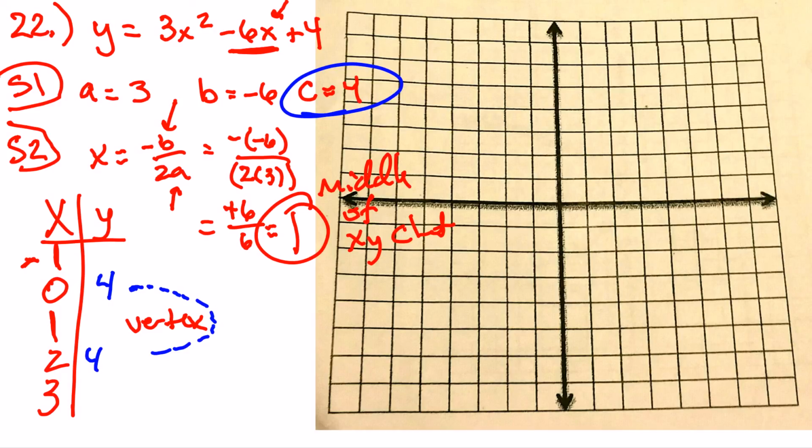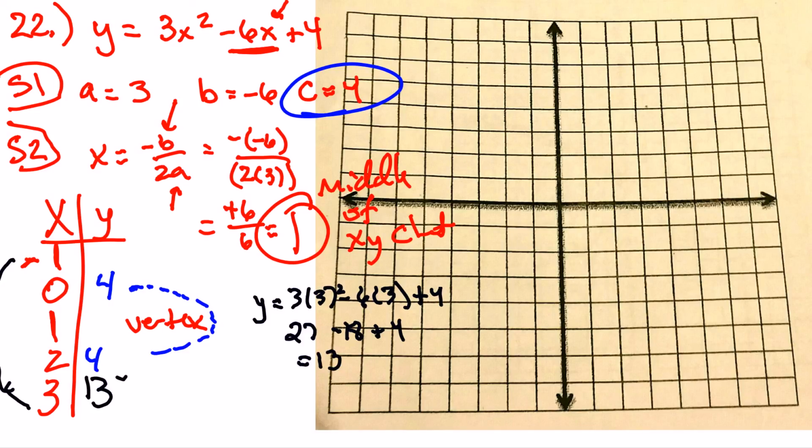Now you can either plug in 3 or negative 1. It doesn't matter. I'm going to plug in 3. So I say y equals 3, instead of x, I put 3 squared minus 6 times 3 plus 4. 3 squared is 9. 9 times 3 is 27. 27 minus 18 plus 4 is positive 13. So 13 goes here, which means it rainbows all the way over here.